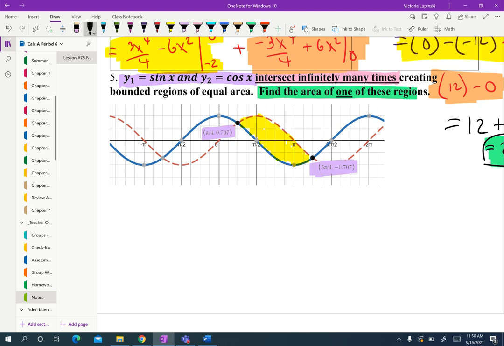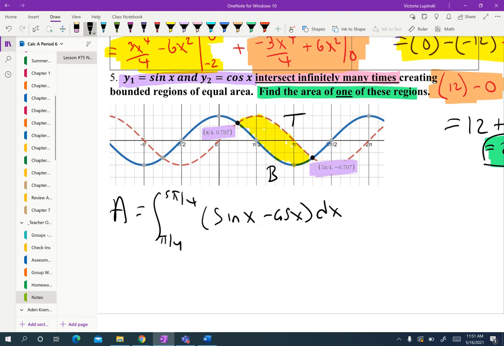Hopefully it stands to reason that throughout that region, the top curve is the red and the bottom curve is the blue. So as I go to set up my integration, again, for just that yellow piece, I'm going to be getting the integration from pi over 4 to 5 pi over 4. You're going to be doing the top curve. So the red curve is the sine minus the bottom curve, which is the cosine. And don't forget your dx.